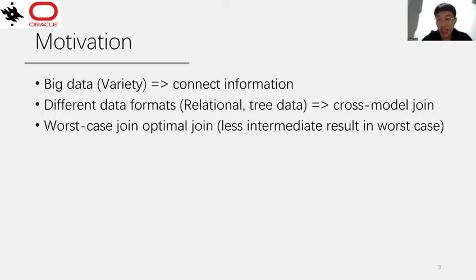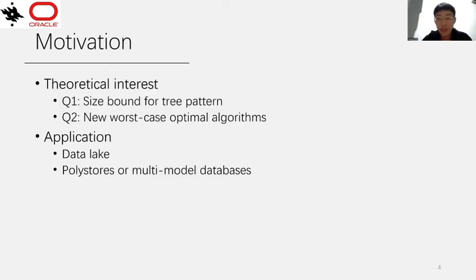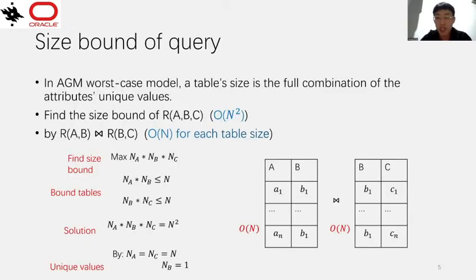So for some joining cases, the final result can be small, yet the intermediate result during joining can be really huge. So the worst case join algorithm is the key here to guarantee a certain amount of intermediate result size in such cases. The topic is very much of theoretical interest in relational algebra, yet we think it has really big potential in new applications like data lake, polystore systems, or multimodal databases.